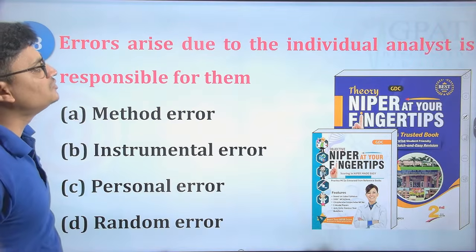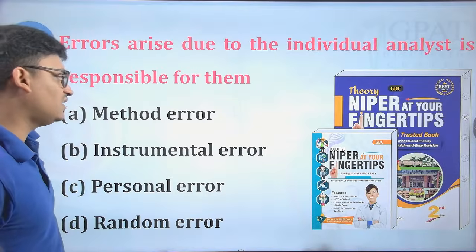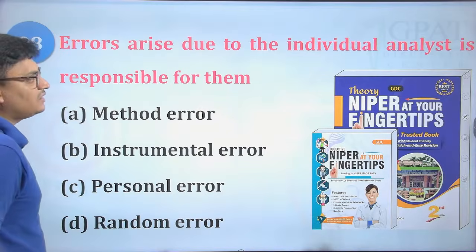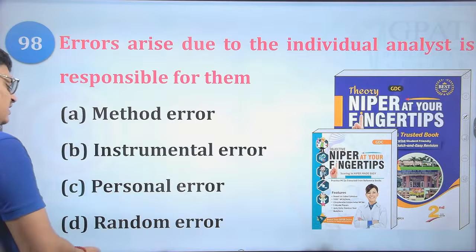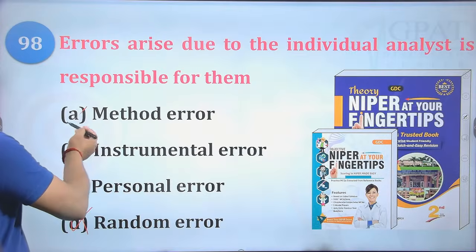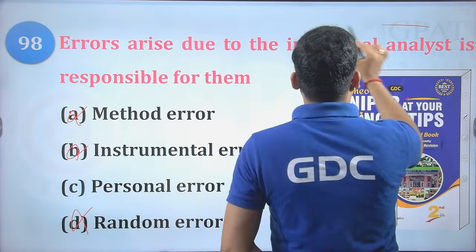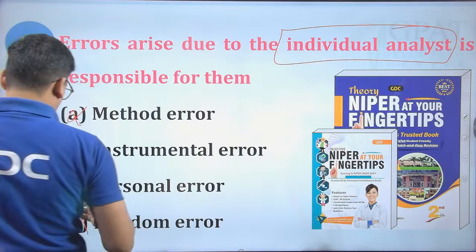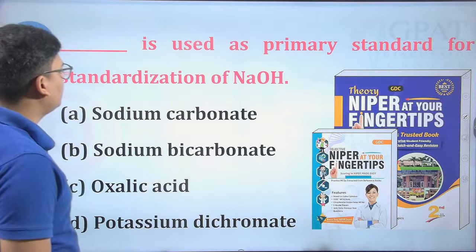Errors arise due to the individual analyst responsible for them. Method error, no, that is the error in methodology. Instrumental error, no, that is not any kind of information in your question. Personal error or random error. So since the error is because of the individual analyst, it means that kind of error will be known as the personal error.